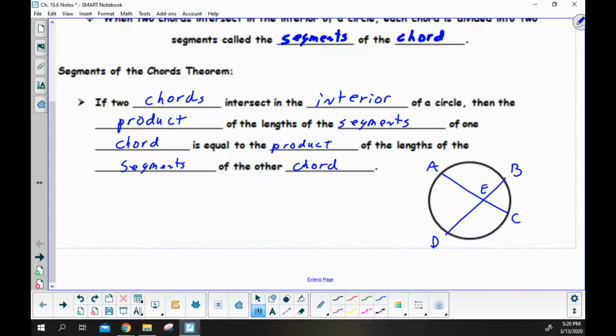Basically, what this is saying, guys, is that if you were to take the segments of one chord, multiply them together, it is equal to the multiplication of the segments of the other chord together. So we can write this as AE times EC is equal to BE times DE, or ED. So chord segment times segment equals the segment of the other two chords.